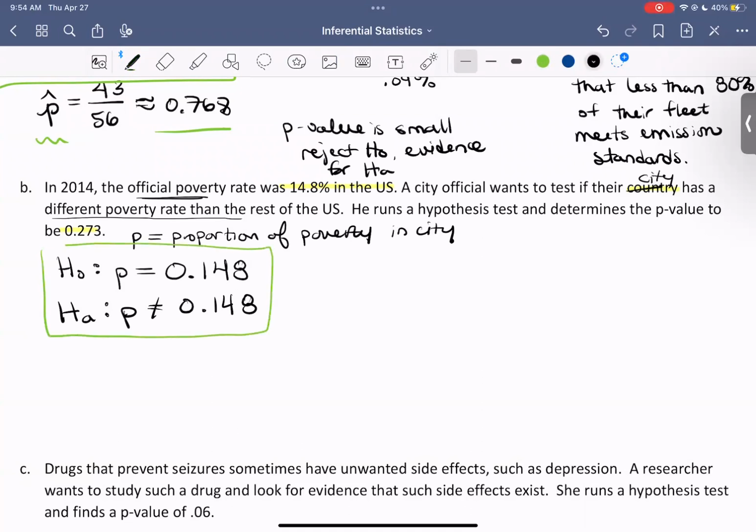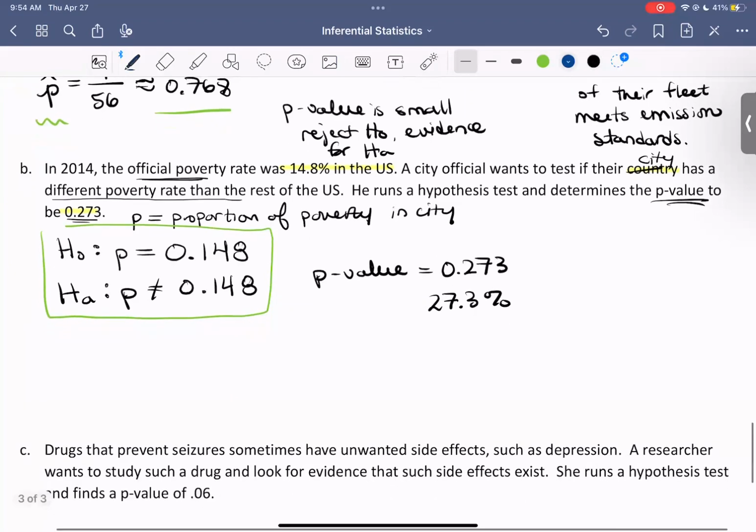So now what information are we given? Well, we're given the p-value. So we're not given the sample statistic here, but that's okay because we already have the p-value, which we use the sample statistic to compute. But when given a p-value, we can just use it straight up. So the p-value we're given is equal to 0.273. So what that means is it's 27.3% likely. So 27.3% of our samples that we take should have the proportion similar to the proportion that we collected data on.